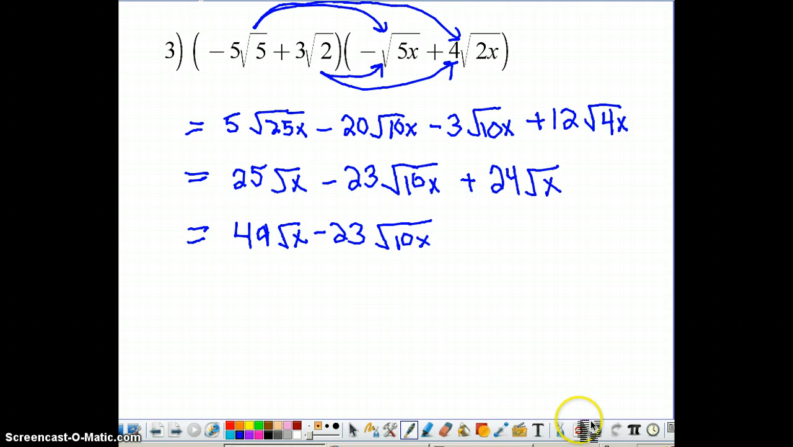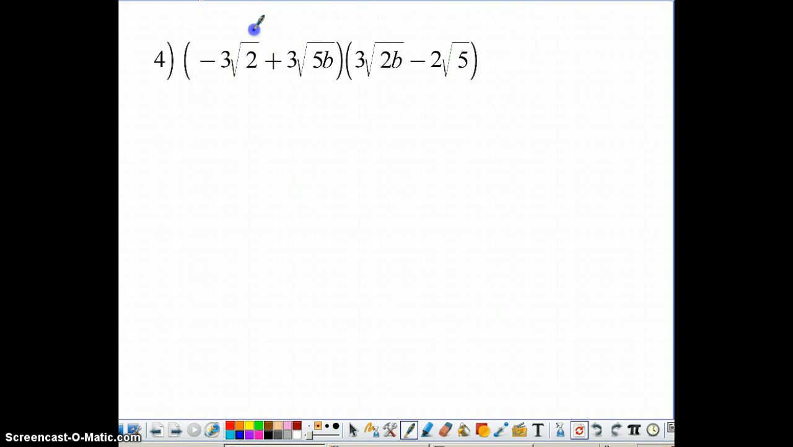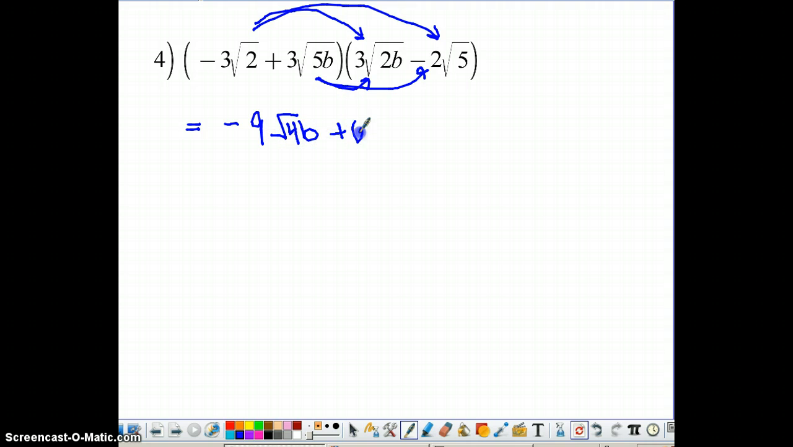Alright, let's do one more problem like this here. So again, we have 2 terms times 2 terms, so 4 multiplications. The first multiplication is -9 times the square root of 4b. The second is going to be plus 6 root 10. The third is going to be 9 times the square root of 10b squared. Make sure you square that b. And the last is going to be -6 root 25b.